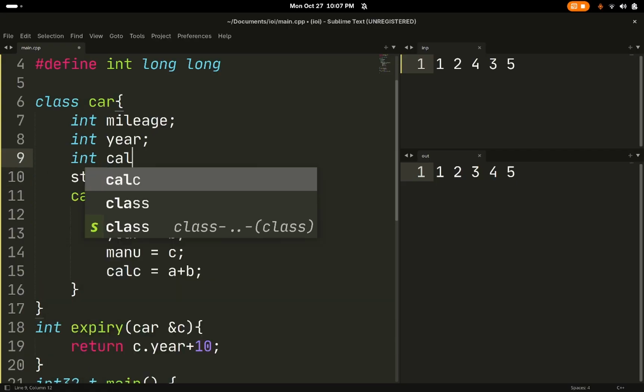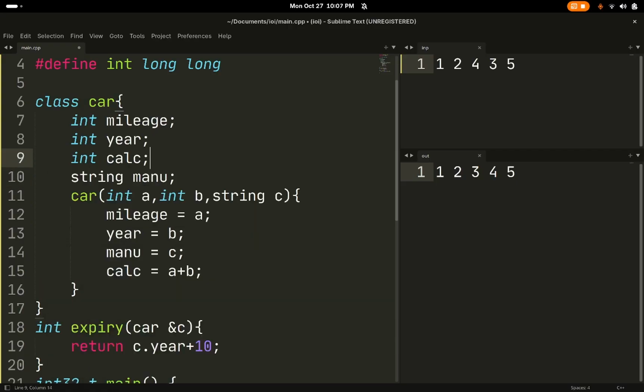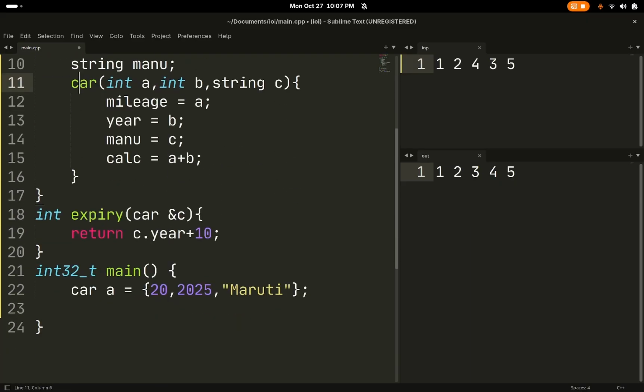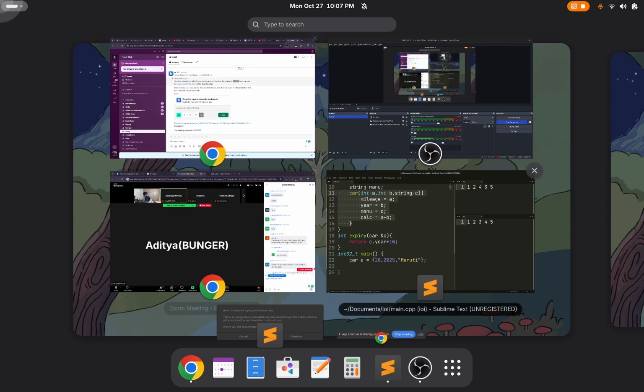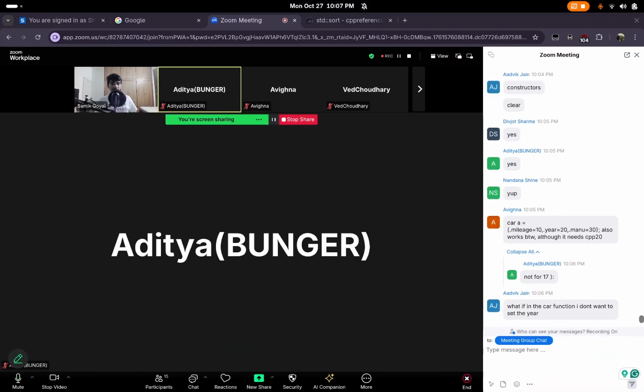I can do this inside the class, and now this 20 is going to be passed as A, 2025 is going to be passed as B, and Maruti is going to be passed as C. And now you can use them and assign them in whichever way you want. If you don't want to set the year, you don't have to. But remember, by default, it will be set to some garbage value.